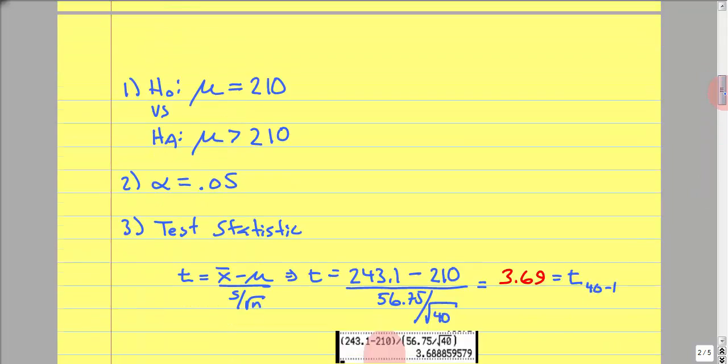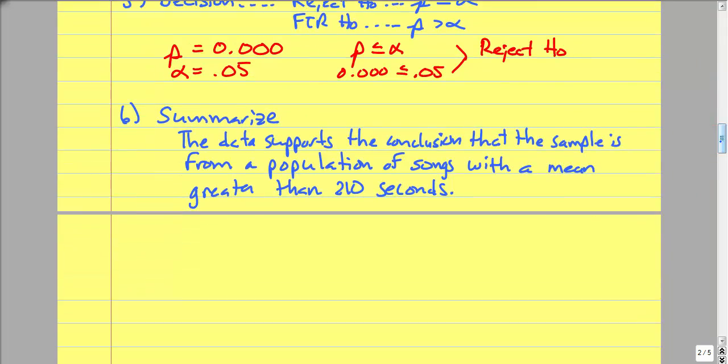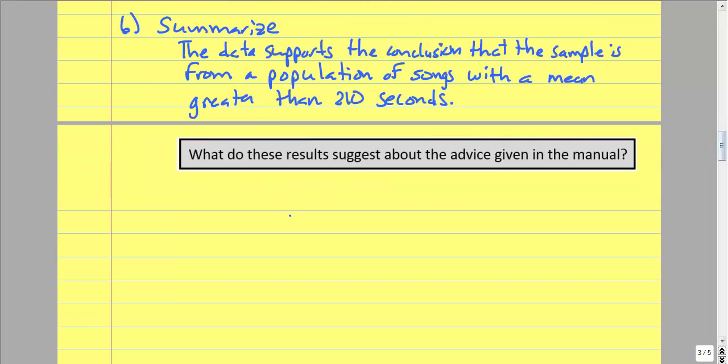Now we can also answer another question from here. So let's go ahead and pull in another question. And this isn't step 7 or anything, it's just an additional question here. What do these results suggest about the advice given in the manual? Well, if you recall, the advice given in the manual said that the song must be no longer than 210 seconds. But we just took a simple random sample of popular songs, and the average was 243.1 seconds. And we did a test of significance, and we found that the true mean is greater than 210 seconds for that example.